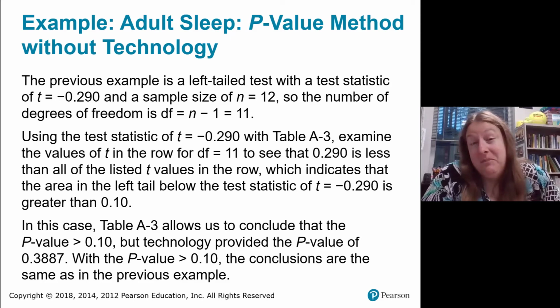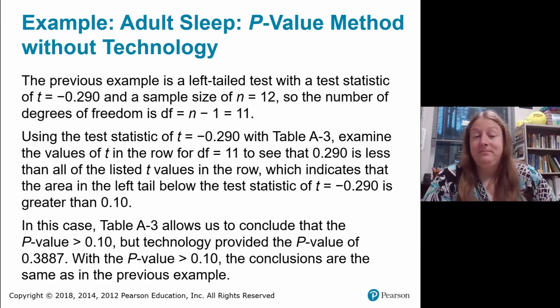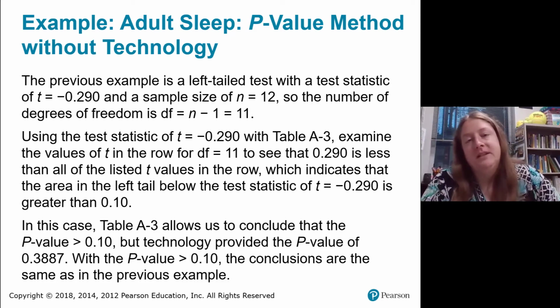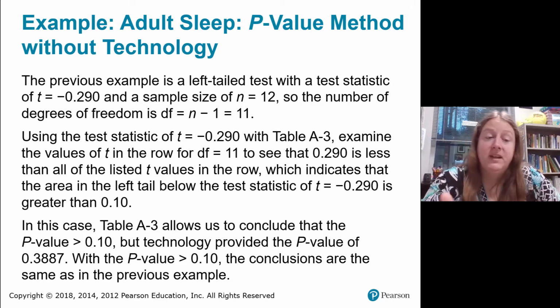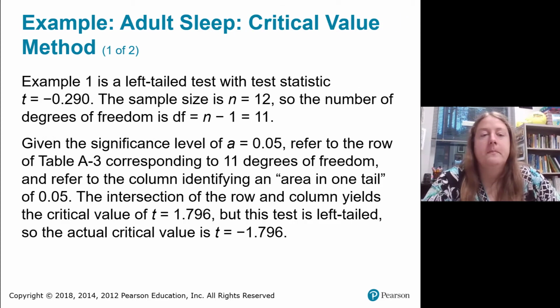Technology gave us an exact p-value of 0.3887, but ultimately we come to the same conclusion because our level of significance is 0.05, and regardless of whether we know exactly what the p-value is or not, we can make the same conclusion. Right. So again, this was our left-tailed test with our t distribution. Take a look at that table.